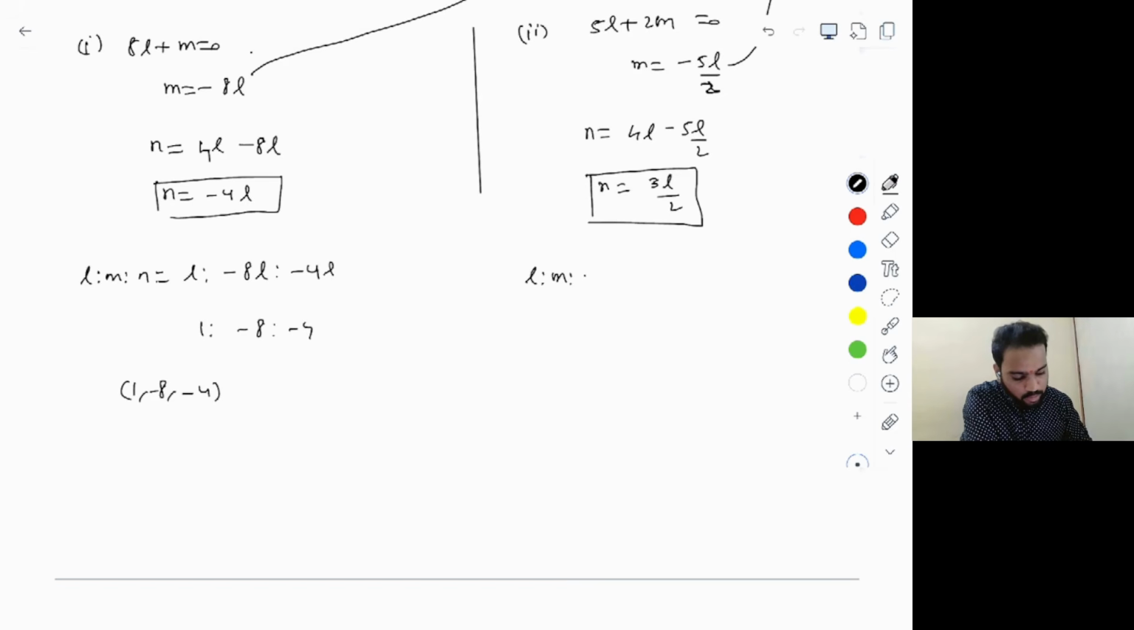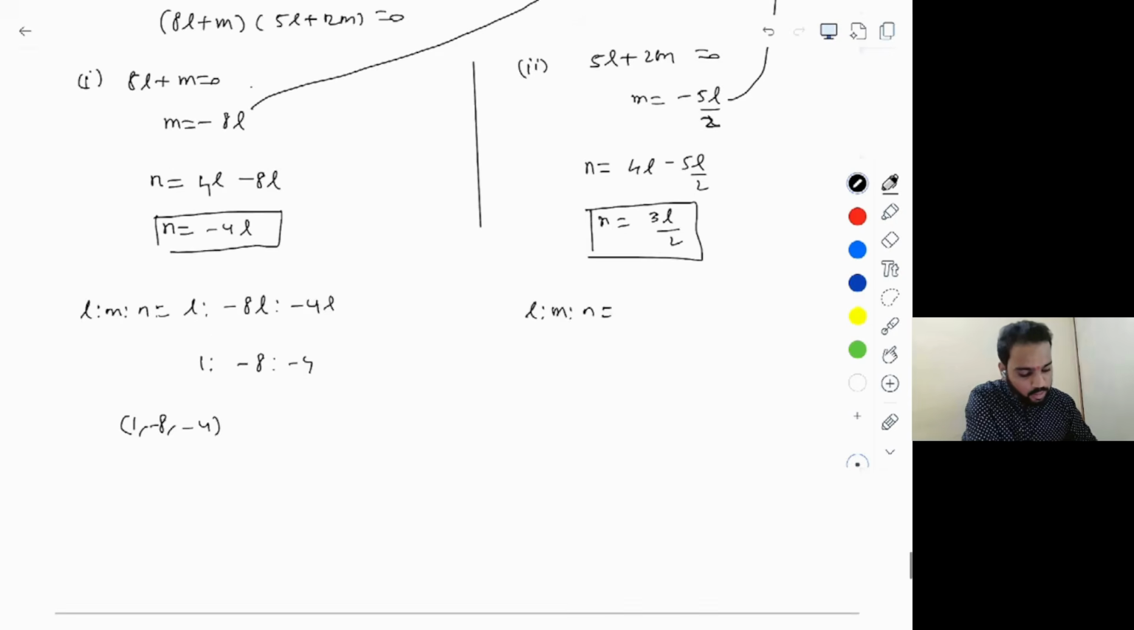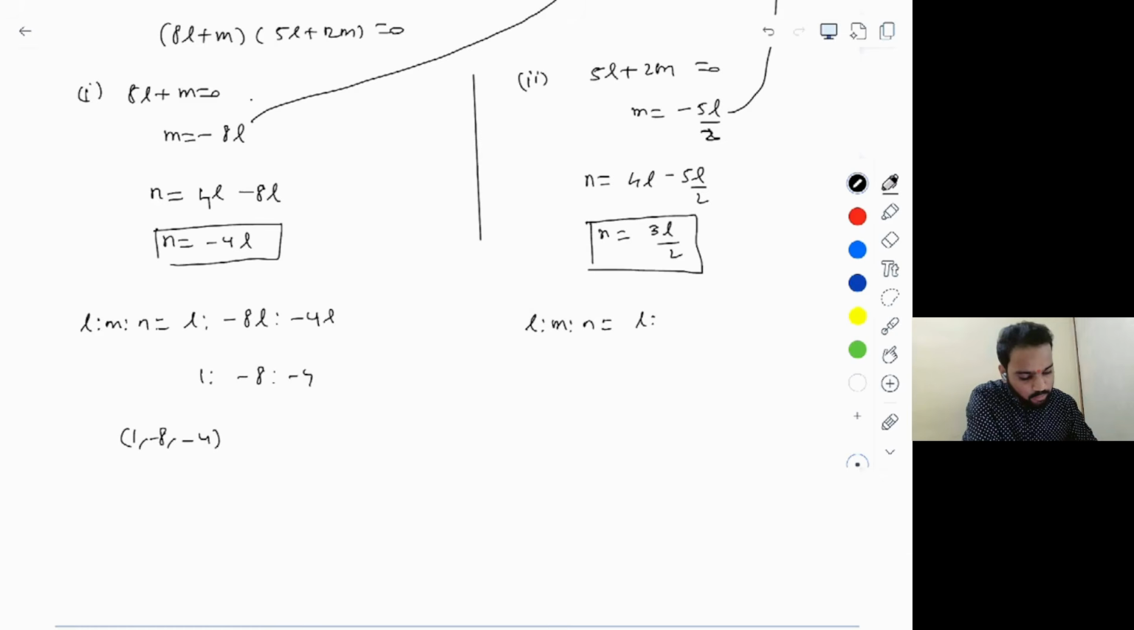Similarly, in the second one also, l is to m is to n is equal to l is to, the m value here we have got as minus 5l by 2, is to the n value which is 3l divided by 2. You can cancel out the common factor l and multiply by 2 and you get the values as 2 is to minus 5 is to 3, which means you can take the DRs as 2 comma minus 5 comma 3.